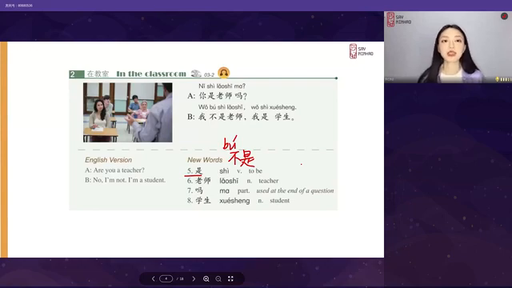Now let's read this text from the start. Read after me, please. 3, 2, 1. 你是老师吗？我不是老师，我是学生。Okay, now let's do a role play. I will be A, you will be B. 3, 2, 1. 你是老师吗？Okay, now let's switch the role. 3, 2, 1.